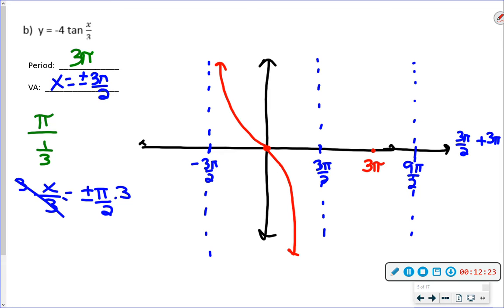And I'm going to try to draw that same stretch. I know it's not going to be great. I'm going to try. Any questions? Again, I'm not going to freak out that it's not vertically stretched by 4. Just try, since we're sketching it.